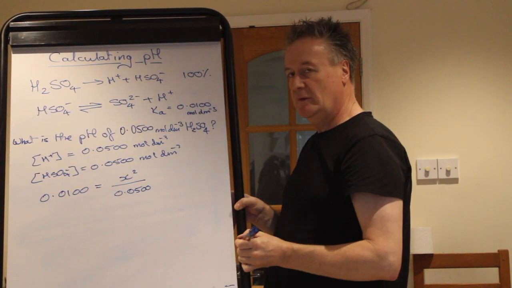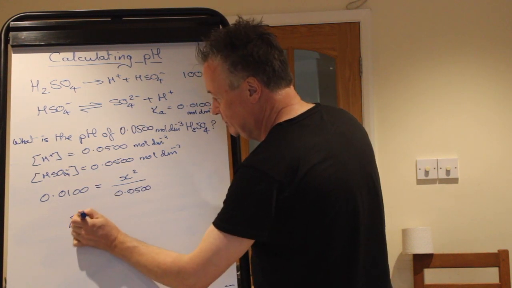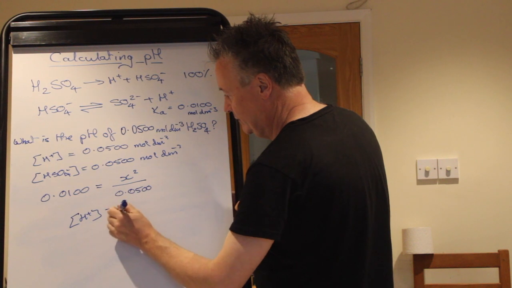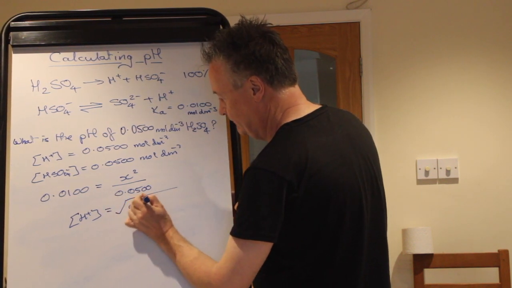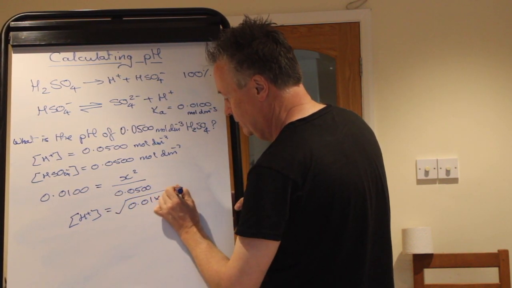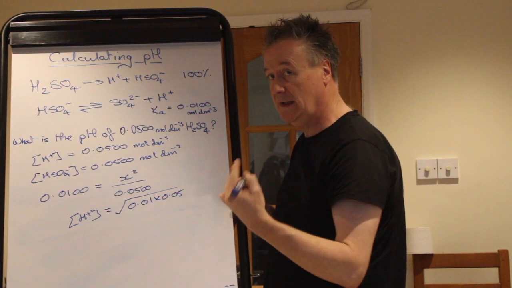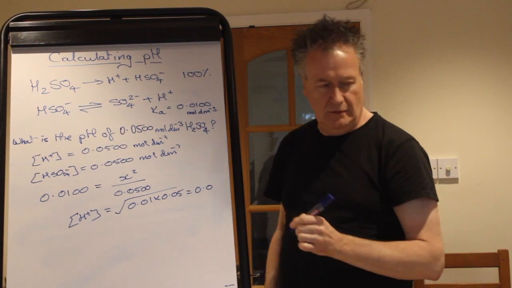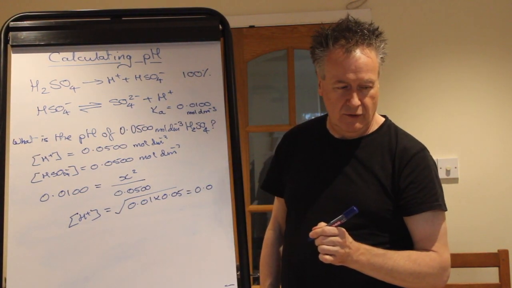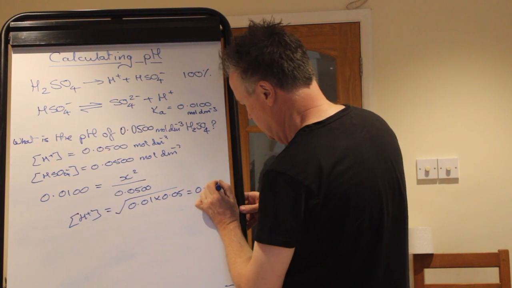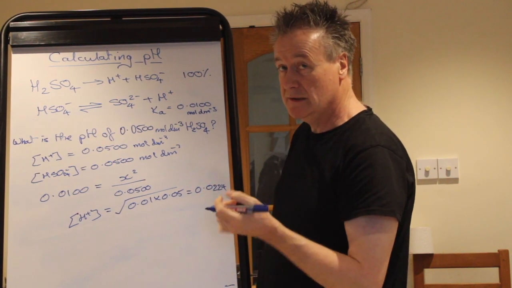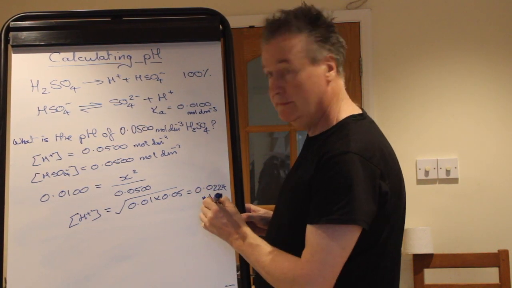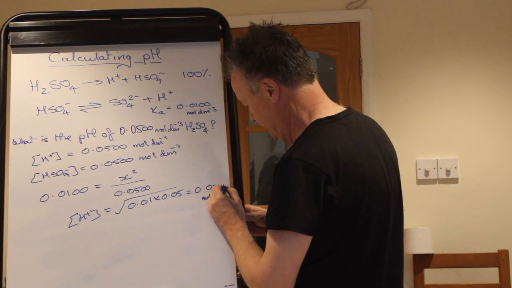So when you do that, the concentration of hydrogen ions for the second is the square root of 0.01 times 0.05, leaving out all the trailing zeros. And you do that, it's 0.0224. There we are. I didn't think you'd want to see me using a calculator, so I pre-prepared all the numbers, and then I can't read them. Always the way.